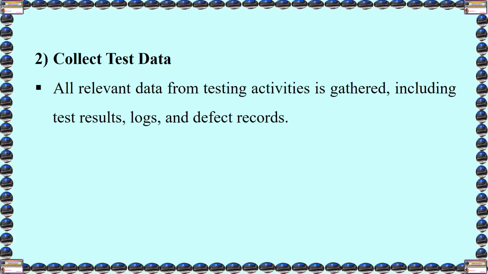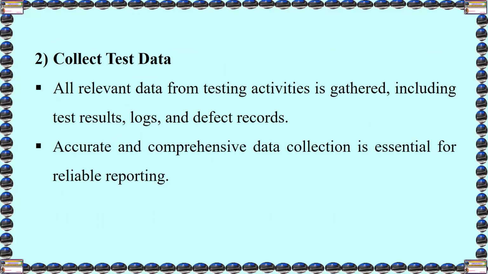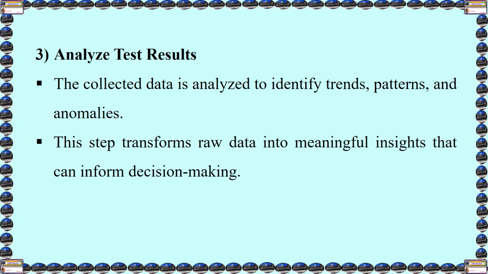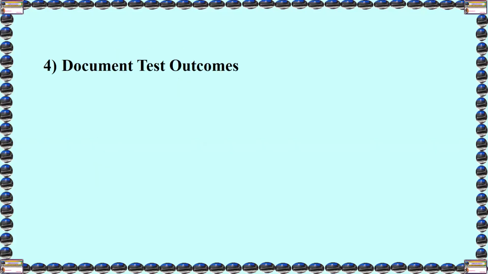Number 2 is collecting test data. All relevant data from testing activities is gathered, including test results, logs, and defect records. Accurate and comprehensive data collection is essential for reliable reporting. Number 3 is analyze test results. The collected data is analyzed to identify trends, patterns, and anomalies. This step transforms raw data into meaningful insights that can inform decision-making.